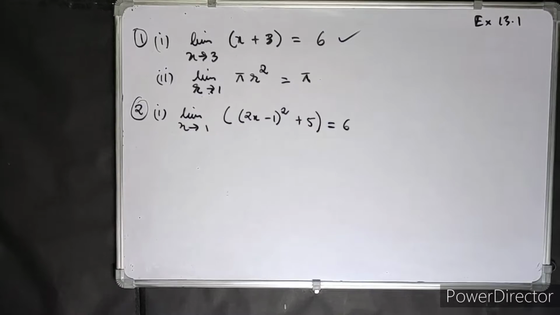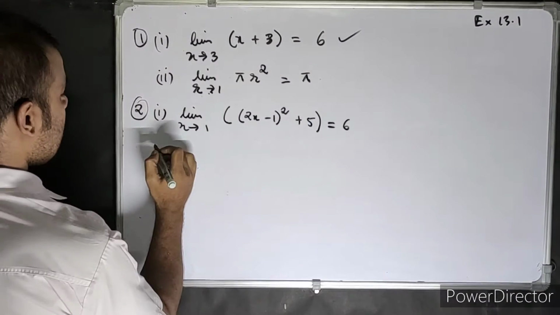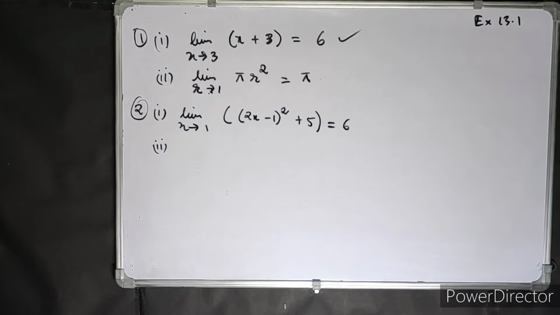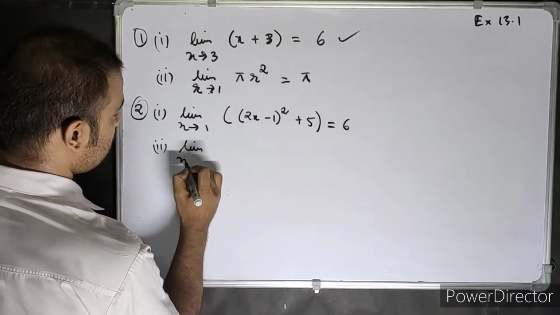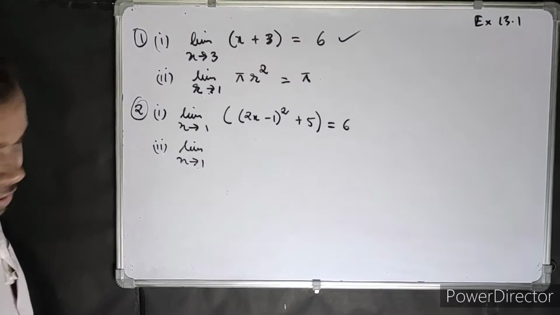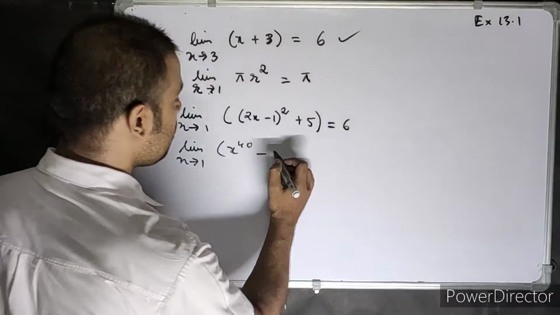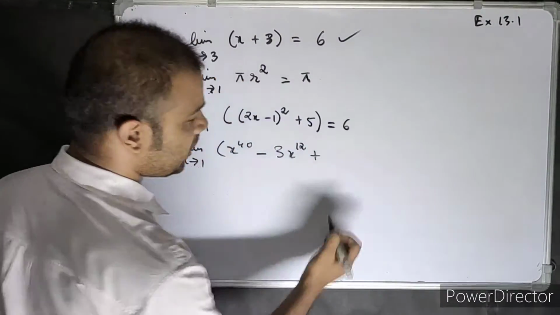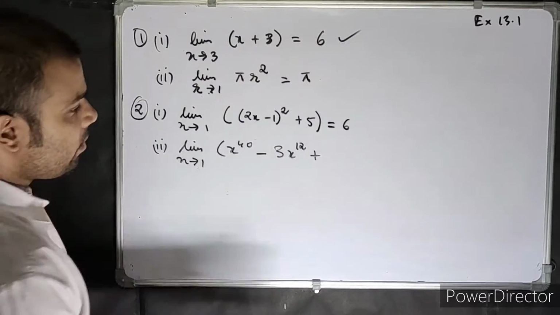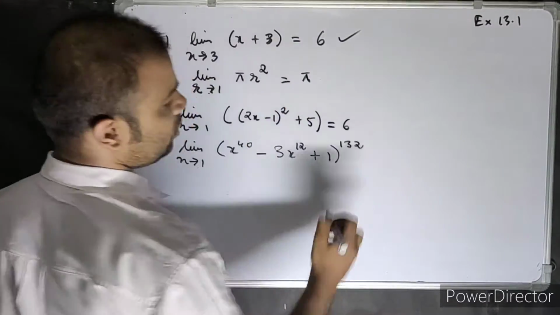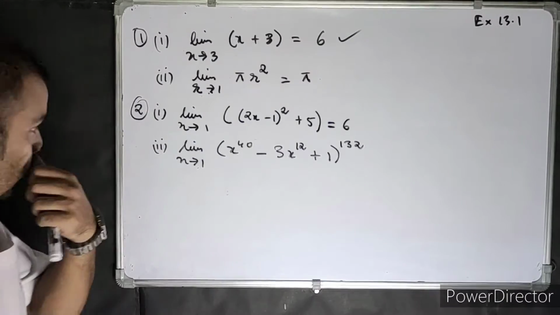13.1. Might as well check all the answers. 6 pi and another 6. Right. 13 part 1. So I've done till question number 2 part 1. Let's go ahead to question number 2 part 2. Again, easy question. Those of you who don't want to waste your time on these questions, you can just forward. You don't need to watch them because you know what to do. X to the power 40 minus 3, x to the power 12 plus 1 whole to the power 132.